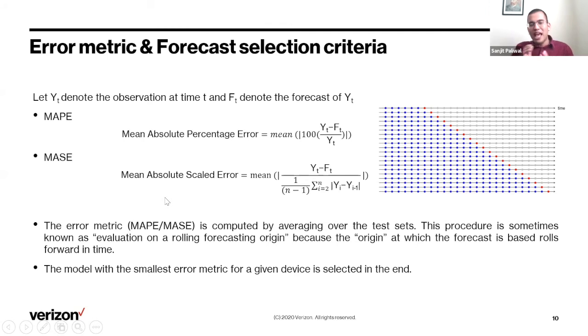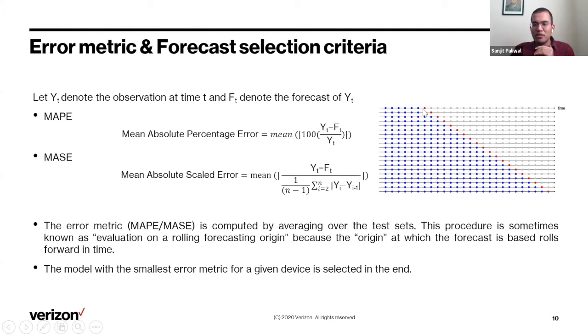So this mean of the absolute scaled error gives us a better metric to observe the performance of the time series forecasting technique when the actual value that we are predicting is zero. It compares our forecasting error with the error from the naive forecast. And the error metric, whether it is MAPE or MASE, is computed by averaging over the test sets. This procedure is sometimes known as evaluation on a rolling forecasting origin, because the origin at which the forecast is based rolls forward in time.